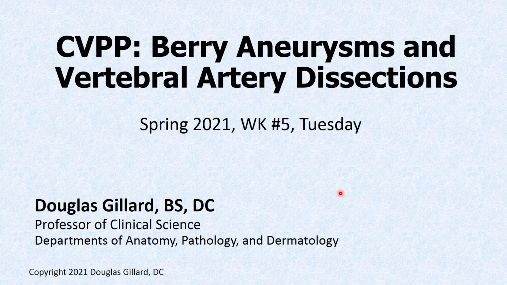Kind of an important lecture here. Berry aneurysms. This is the most common cause of a subarachnoid hemorrhage. And then vertebral artery dissections, another kind of the chiropractor's nemesis right here, even though it's incredibly rare. These types of motions of the cervical spine, which include lateral flexion, rotation, and extension, can increase the chance of creating a dissection or knocking loose a piece of plaque. So let's get into it.